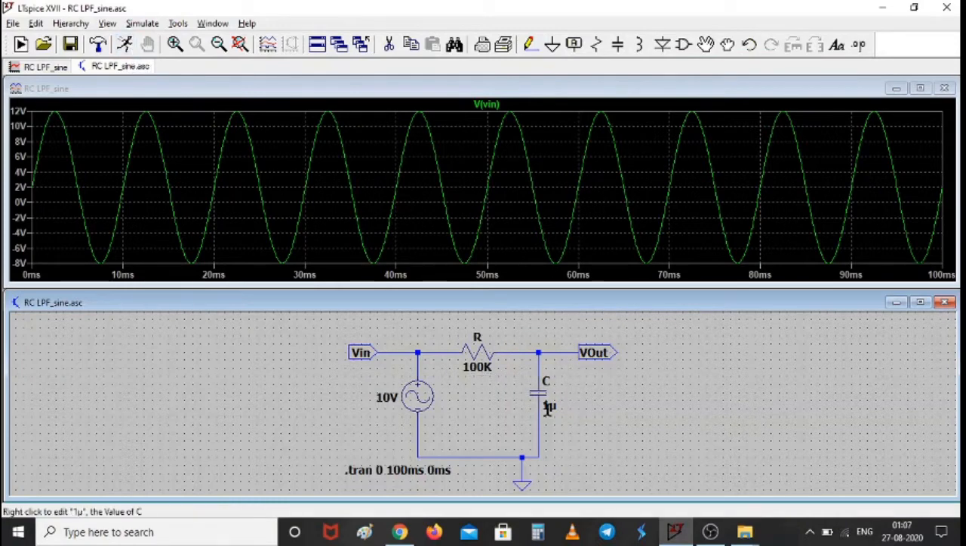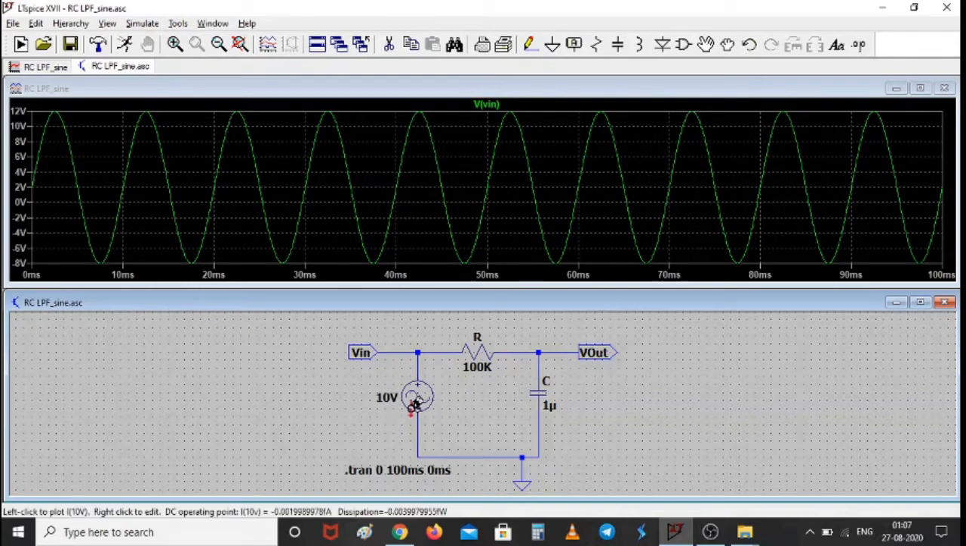I have considered an RC where R is equal to 100 kilo ohms and C is equal to 1 microfarad, with which my RC tau time constant is going to be 100 milliseconds, where my time period of the input sinusoidal signal is 10 milliseconds. That is what we have considered. 100 hertz means 10 milliseconds.